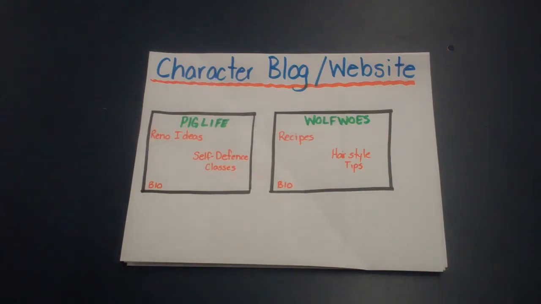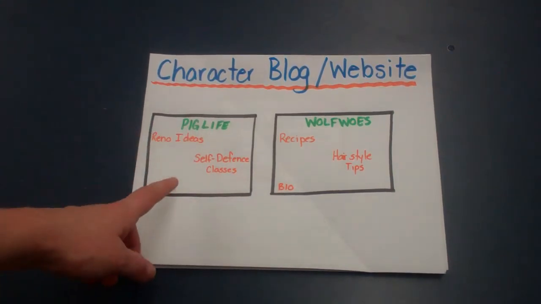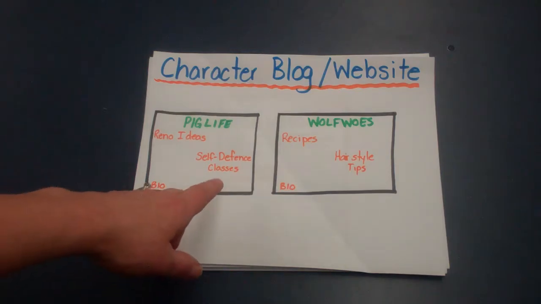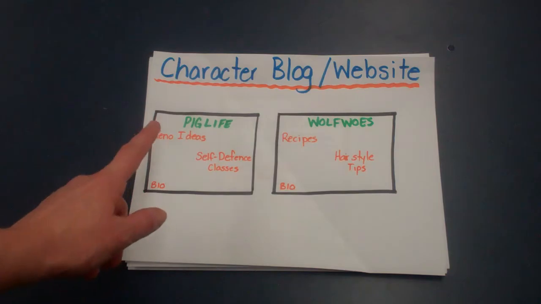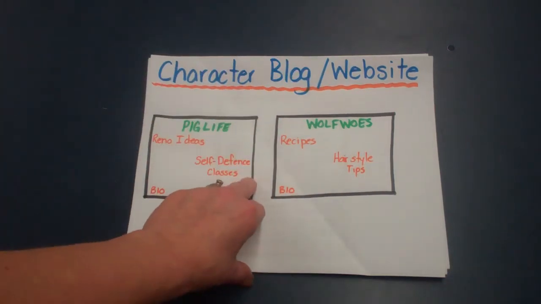But you'd create your blog or your website pretending to be your main character. And you would have articles and pages that would link to what your character has gone through or what your character might be interested in. So for example, I have Pig Life, and some of the articles would be reno ideas, because they build different houses, self-defense classes, how to defend yourself against a wolf, and an autobiography page. And for wolf woes, recipes, hairstyle tips, and again, a bio page.